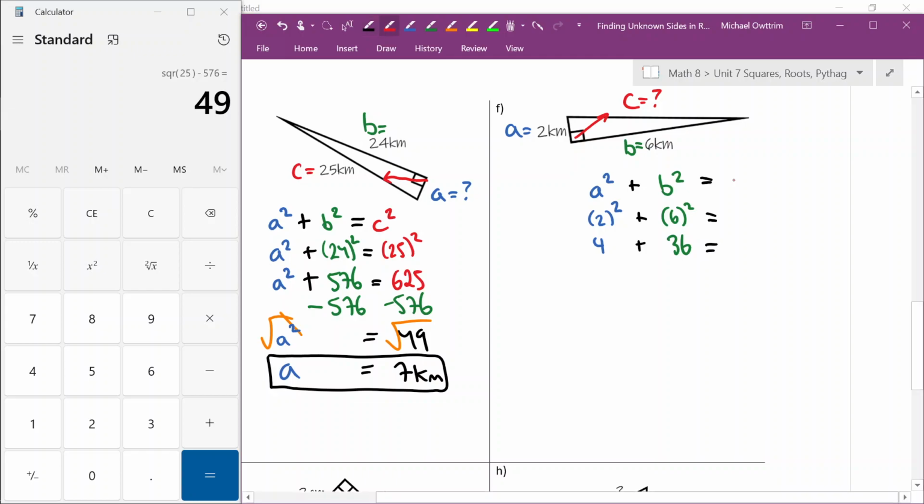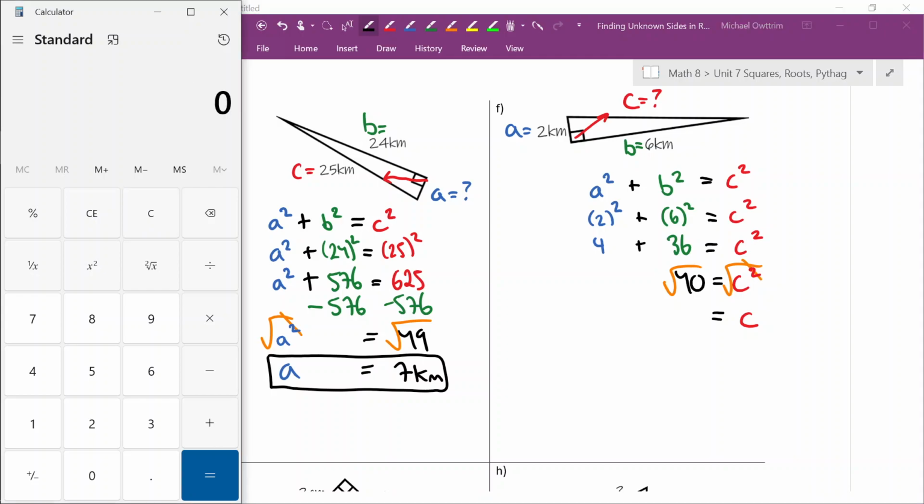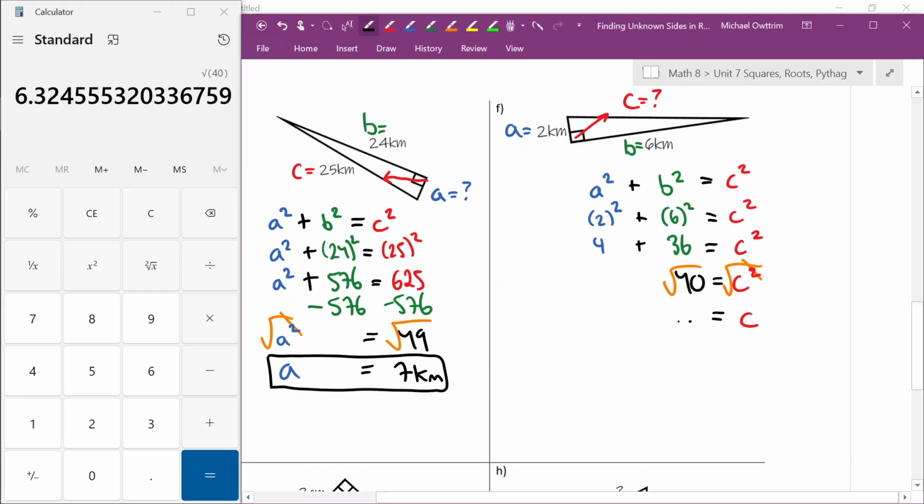And on the other side, I don't know what c is, so I'm just going to leave it as c squared in the equation. Let's add the left side. 4 plus 36 is 40, and that will be equal to c squared. To cancel out the exponent of 2, I'm going to need to apply a square root to both sides. My square root and my square on my right side will cancel out to leave me with just c. And on the left side, I'll have to do the square root of 40. I get 6.32. And since I'm asked to round to the nearest tenth, I'm going to say 6.3 kilometers is equal to c.